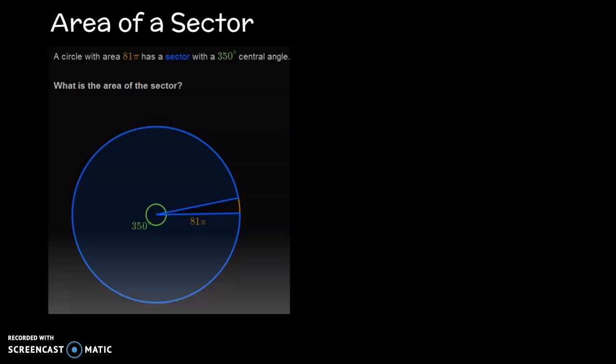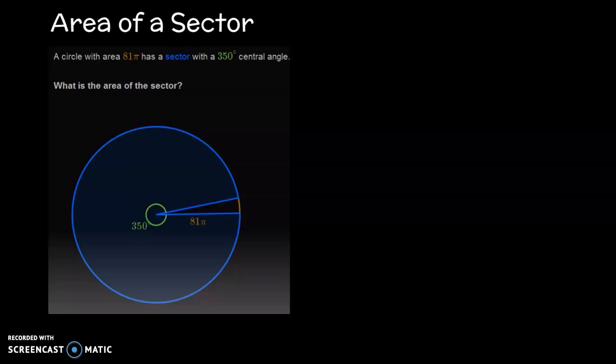We're going to be talking about the area of a sector, and we're going to be using this example here to really help us figure out how to do this. The example is a circle with area 81 pi, which has a sector with a 350 degree central angle, and we need to determine the area of the sector.